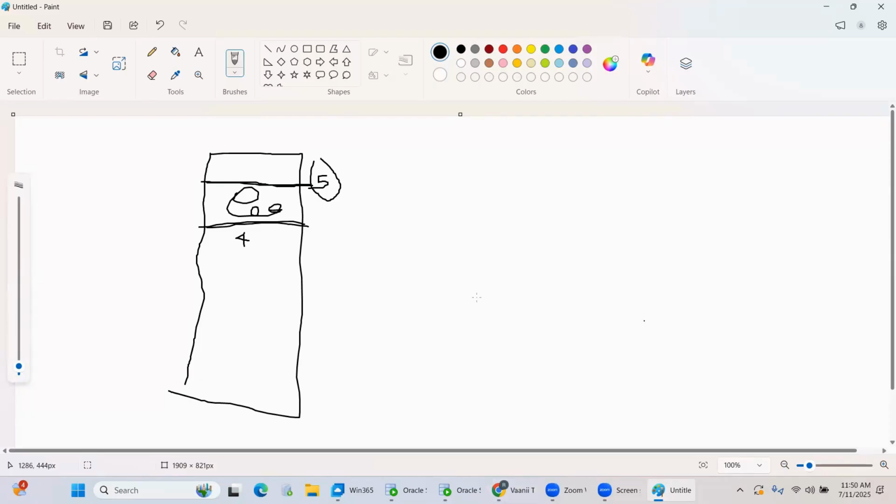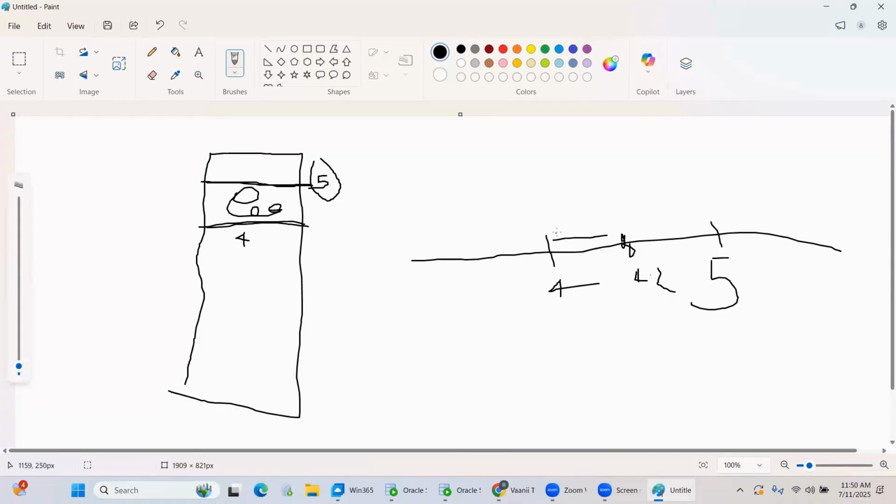In case of number system, let me just explain you. Whenever you go like 4 and then you have 5, and there is any number in between, suppose this is 4.3 or 4.2, so floor will be just the backward number and ceil will be just the forward number.